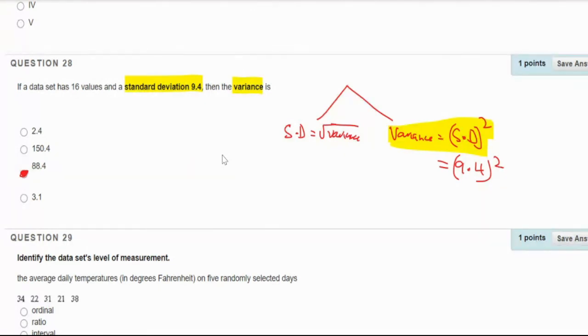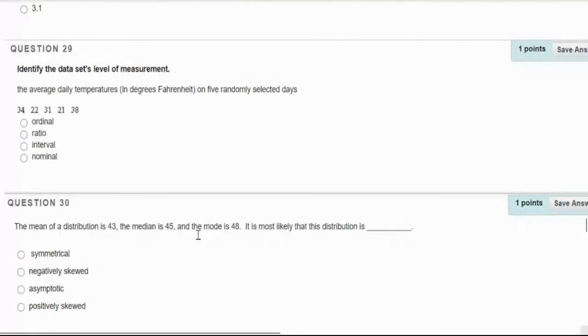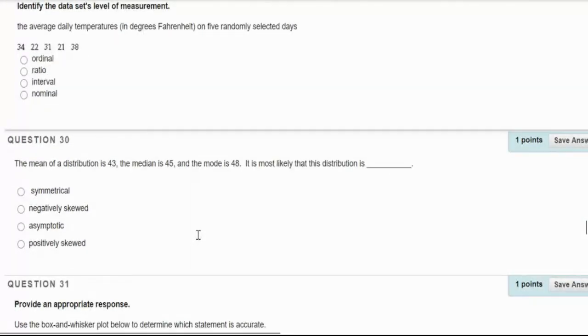Okay. Now the next question that we have is, oh, so that's one of the good ones, right? Usually with temperature, mark it in your mind that average temperature is what? Interval.